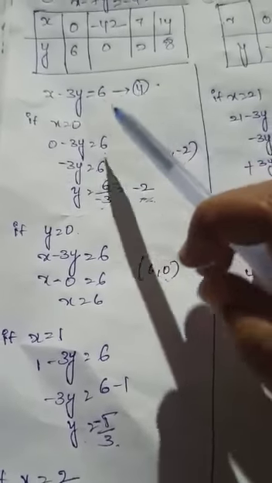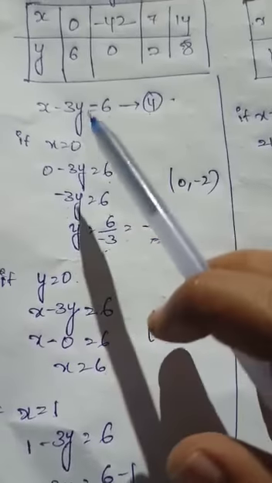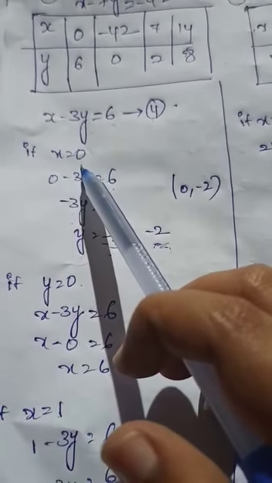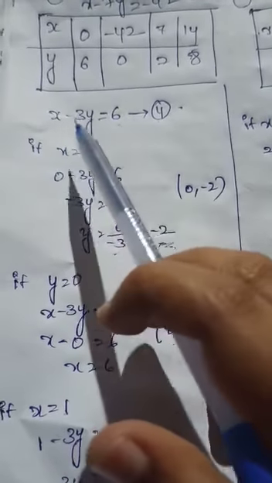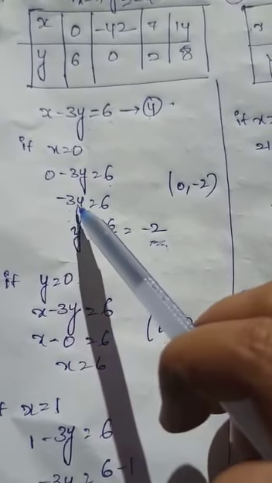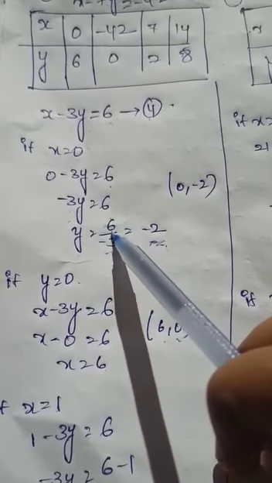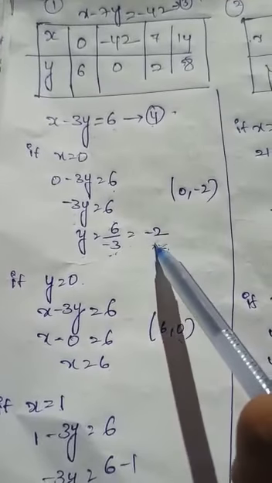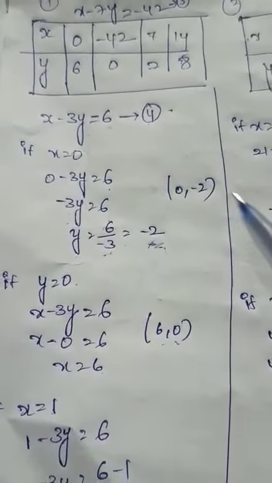Next equation, x minus 3y equal to 6. This is our equation number 4. So if I take x equal to 0, 0 minus 3y equal to 6, minus 3y equal to 6, y equal to 6 by minus 3, which is equal to minus 2. Here the point is (0, minus 2).